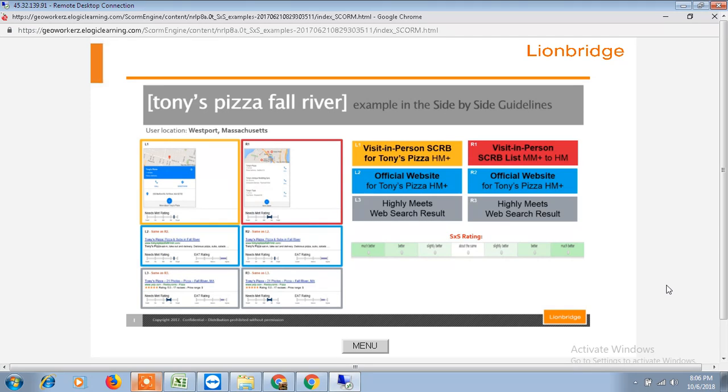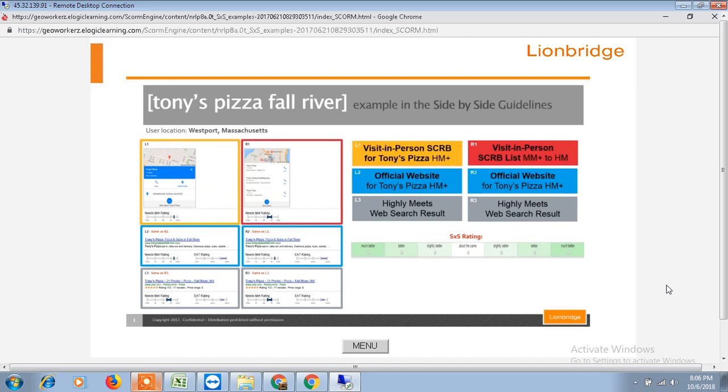When determining the side-by-side rating, we don't just look at the mean net rating. We also look at the different types of results on each side. The only difference between the sides is between the top two results, L1 and R1. We are comparing two SEOs and deciding which is the most helpful. Both of these results show visit in person information for the correct Tony's Pizza. However, R1 also includes information for two unrelated businesses that happen to have Tony's in their name.